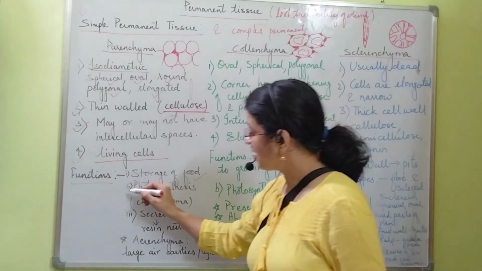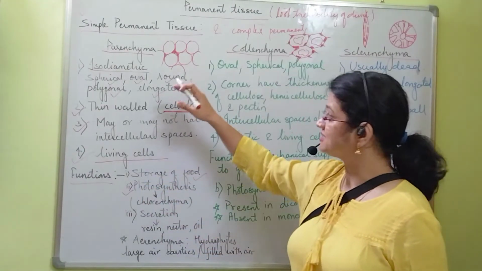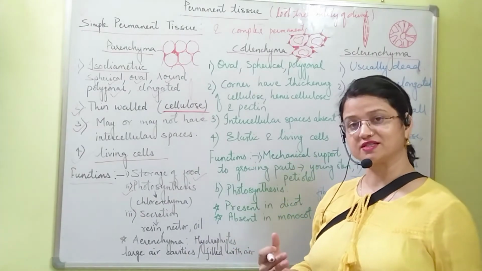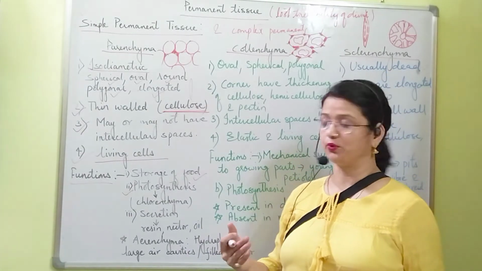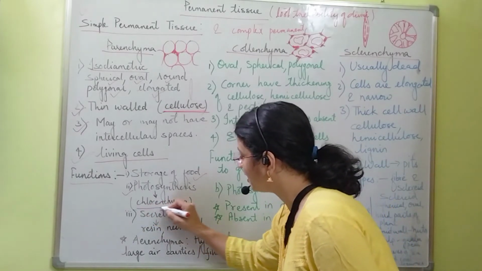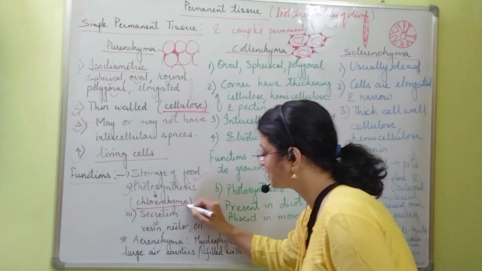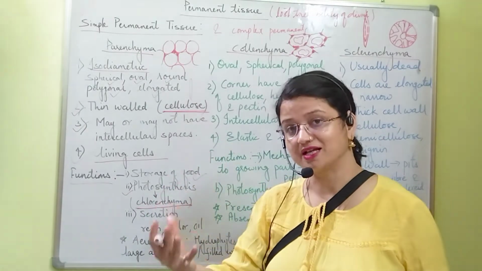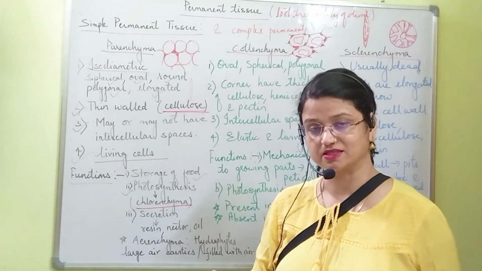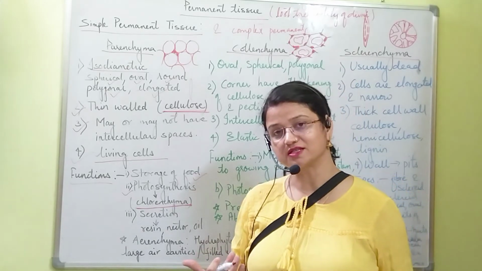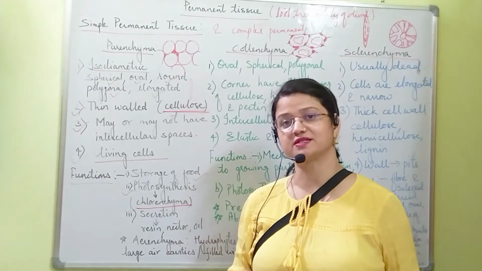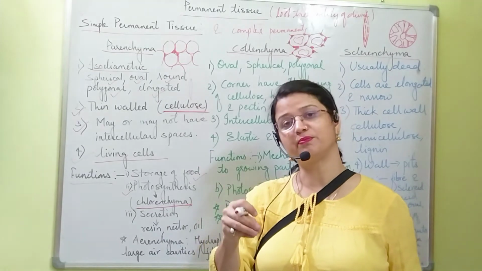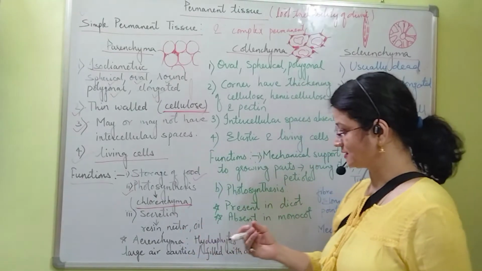Second, if chloroplast is present in the parenchyma cells, then they will perform photosynthesis and that cell will be known as chlorenchyma. Just remember the term chlorenchyma. Chloro means those cells which will perform photosynthesis. And why do they perform photosynthesis? Because these parenchymatous cells possess chloroplast. It means they have chlorophyll, so they will perform photosynthesis.